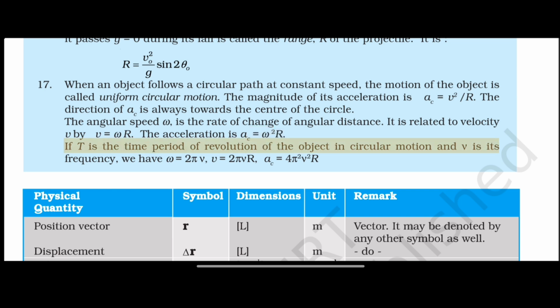If T is the time period of revolution of the object in circular motion and nu is its frequency, we have omega equals 2 pi nu, v equals 2 pi nu r, ac equals 4 pi squared nu squared r.